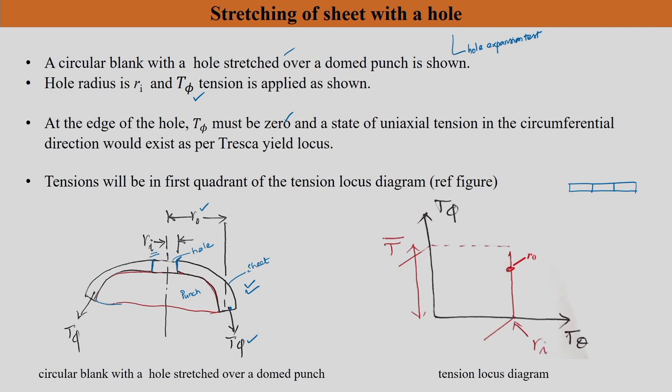And these tensions can be plotted in Tresca in the first quadrant as shown in the right side figure. So, instead of a stress based yield locus, I have drawn a tension locus. I think we studied this at the end of your second chapter, where T1 and T2 can be used to draw a locus like sigma 1 and sigma 2. Instead of sigma 1, sigma 2, I have just drawn T1 and T2, which is nothing but T theta and T phi. I have just drawn the first quadrant, which is what is interesting to us, so I mentioned a part of the second quadrant and a part of the fourth quadrant here. So, this is your first quadrant.